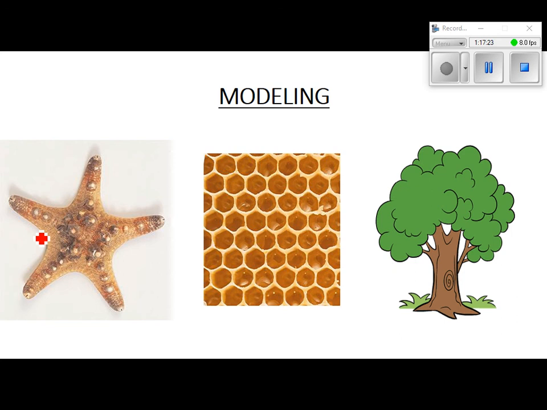Modeling in geometry is just you saying, hey, this looks like this geometric shape. So like on this starfish, if I do this, we got a pentagon. And if I add these on, well, I'm just adding on triangles. So I could model this starfish by using triangles and a pentagon.